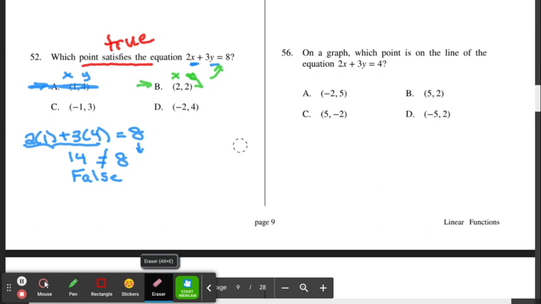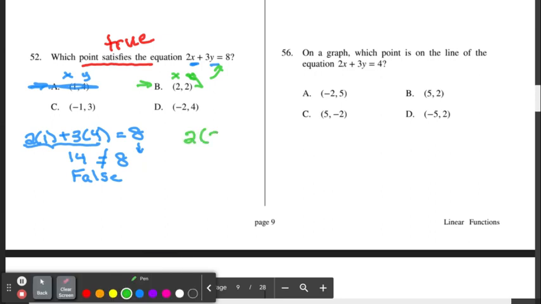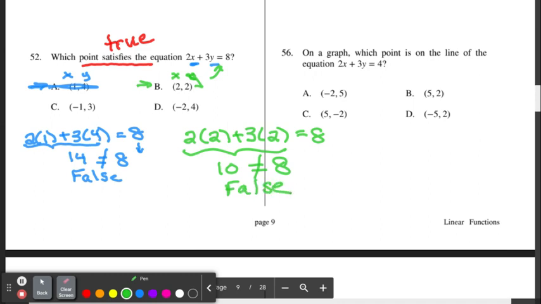Hopefully you checked that and you're like, wait a second. 2 times x plus 3 times y equals 8. So when we put that in our calculator, we get 10. I'm going to bring down equals 8, and that is not true. That is false. So we got to try another one.